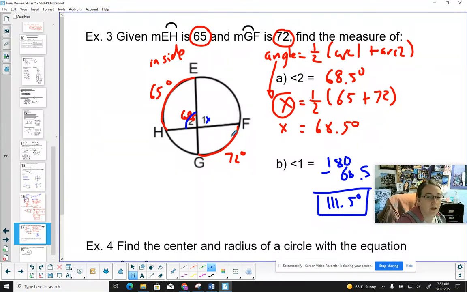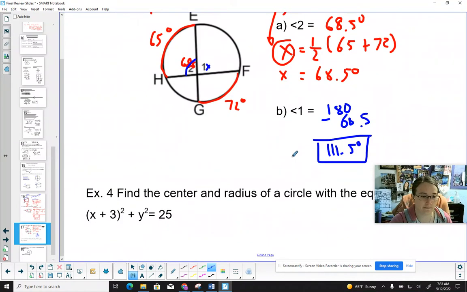That's angle 1. Okay, so I want you guys to go again into the quiz and do number 3, being careful that, again, it might not be this way. It might be easier. It might be harder. You have to look at the problem and think, okay, what information do I have? What should I do? Go ahead and do number 3 on the quiz.